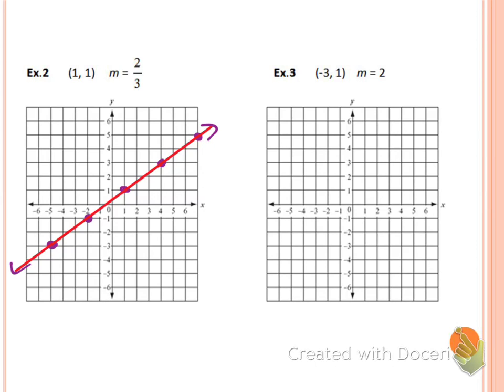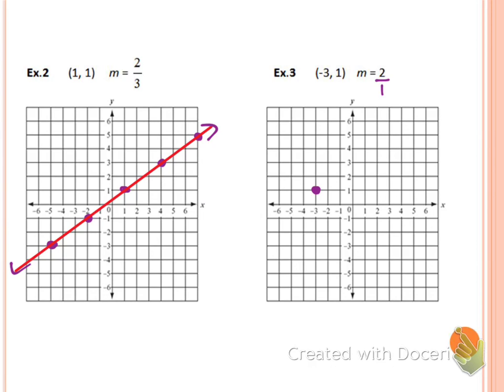Number 3, I need a new volunteer to tell me how to get to my starting point of -3, 1. Lexi? Over 3 which way? To the left 3 and then up 1. And that'll get my starting point. This time my slope is just written as 2.